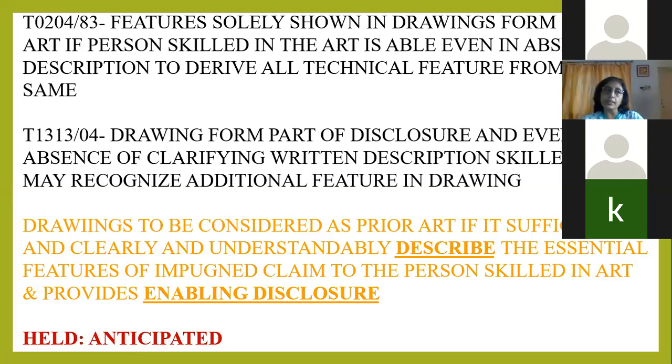Now here what we said is that one can clearly see that those features of the present invention are available in the prior art. So it was held that drawings are to be considered as prior art even if they sufficiently, clearly and understandably describe the features of the impugned claim to a person, and provide enabling disclosure. So it is an enabling disclosure and accordingly it is anticipated.